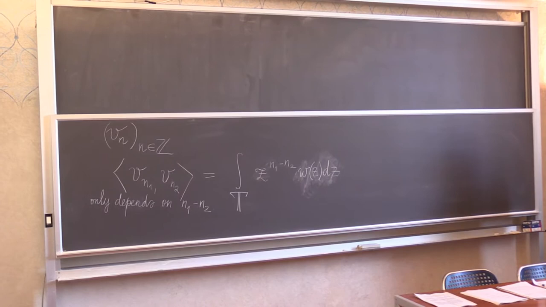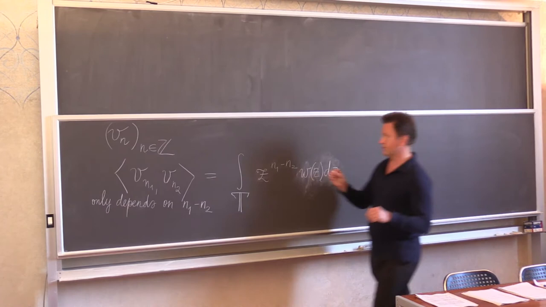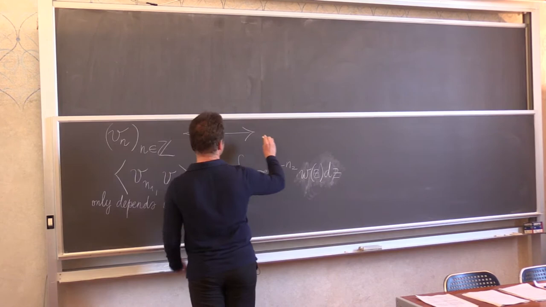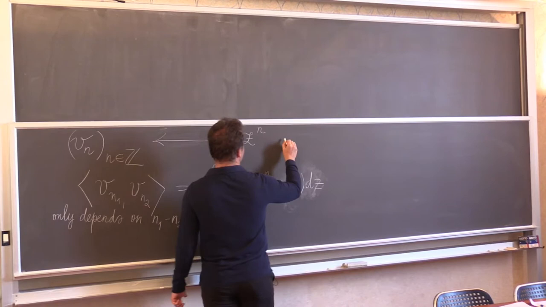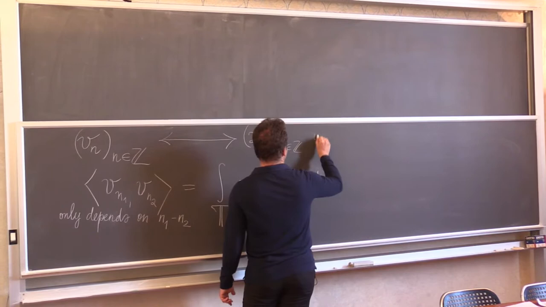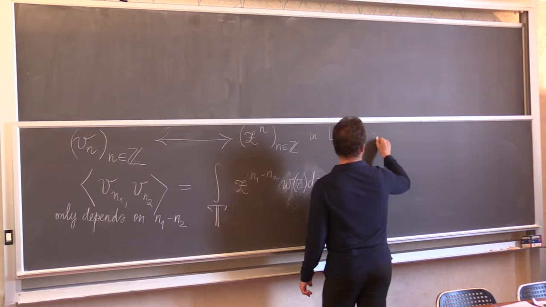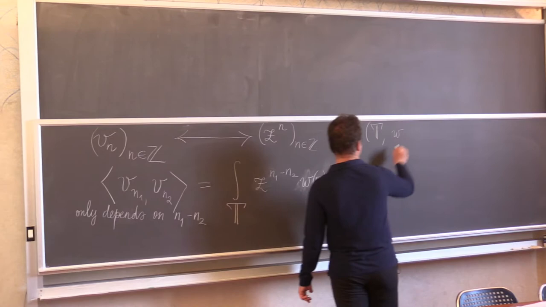So this situation allows us to have a spectral isomorphism between this sequence of vectors and the sequence of vectors z to the n in L2 of the torus with W dm of z, Lebesgue measure, W dm.